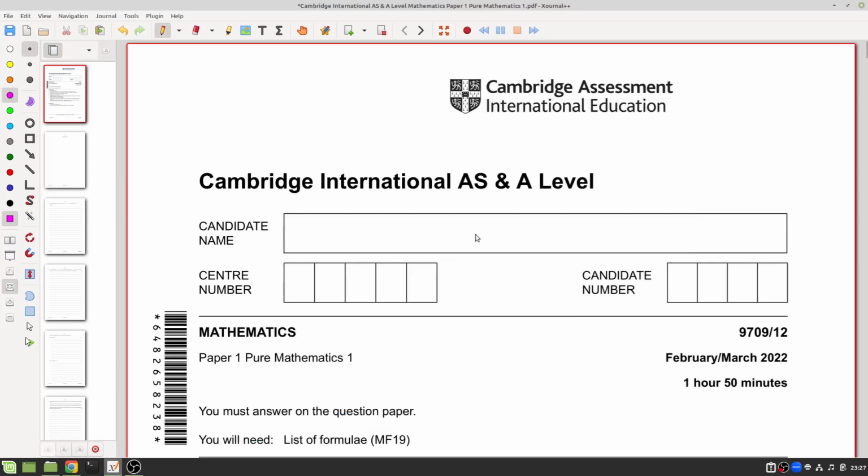Hi guys, and welcome back to another past paper workthrough. This one is from the Cambridge International AS and A-level papers. This is from February-March 2022, so earlier this year.